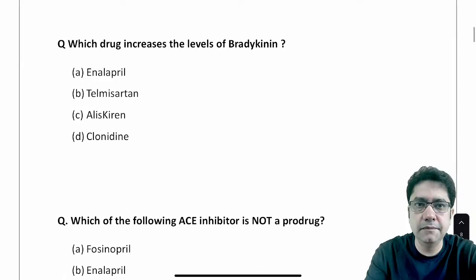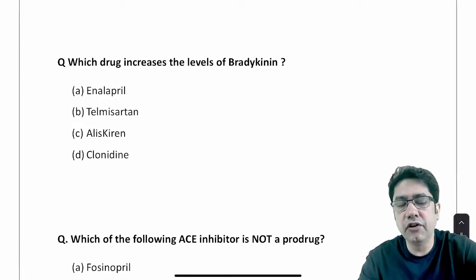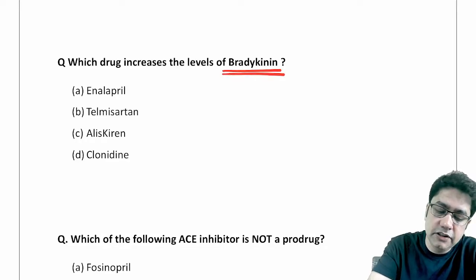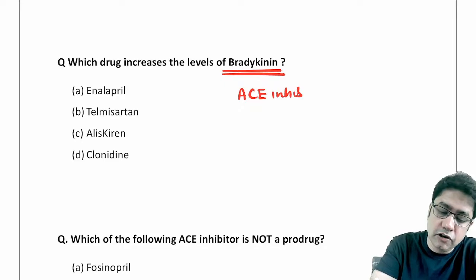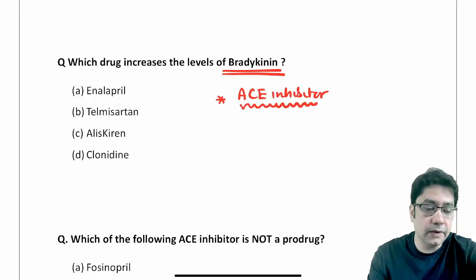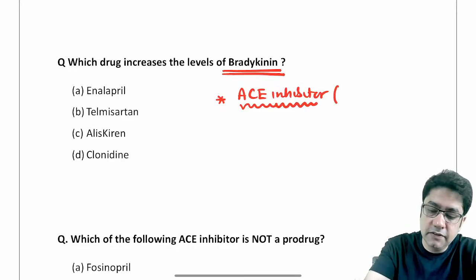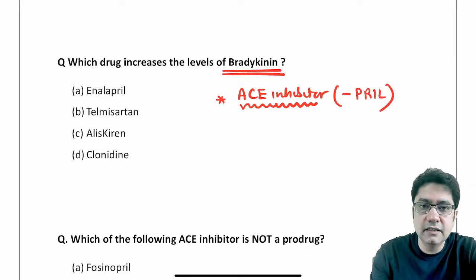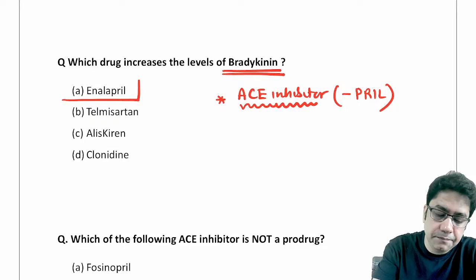Okay, let's move ahead. So which of the following drugs increase the level of bradykinin? Remember, the drugs which increase the level of bradykinin are ACE inhibitors, because ACE enzyme degrades bradykinin in our body. Okay. So any drug which ends with the word pril is an ACE inhibitor. So go with the answer, that is enalapril.